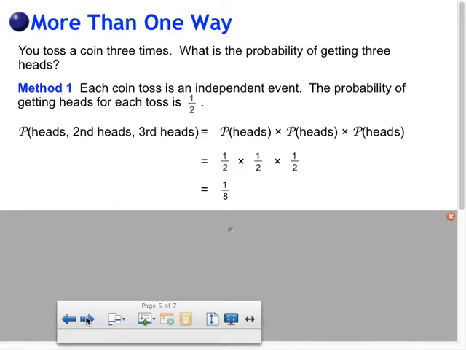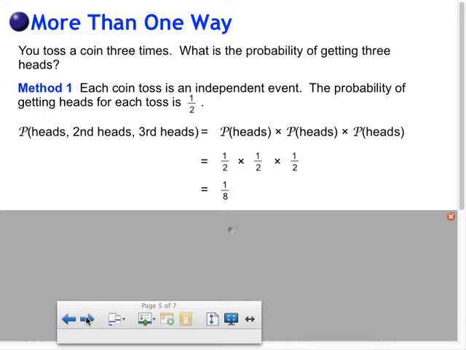All right, I just want to discuss the different methods. You toss a coin 3 times. Are those dependent or independent events? Independent, because how I flipped the coin the first time doesn't change the number of possible outcomes the second time I flip it. There are still just 2 possible outcomes.